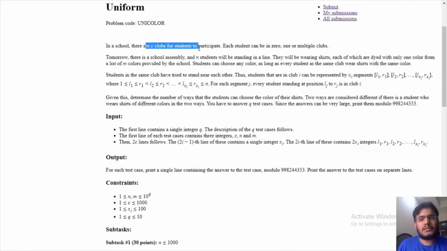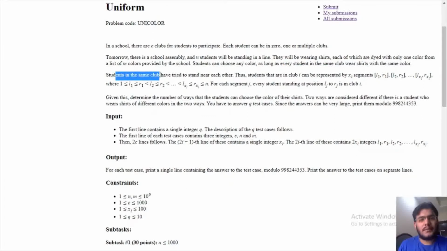There are C clubs in this school, and each student can be part of 0, 1, or even multiple clubs. There are a total of n students in the school, and each student will be wearing a shirt of one of the colors from the list of m colors provided by the school. And there is one condition: the students of the same club should wear the same color shirt.